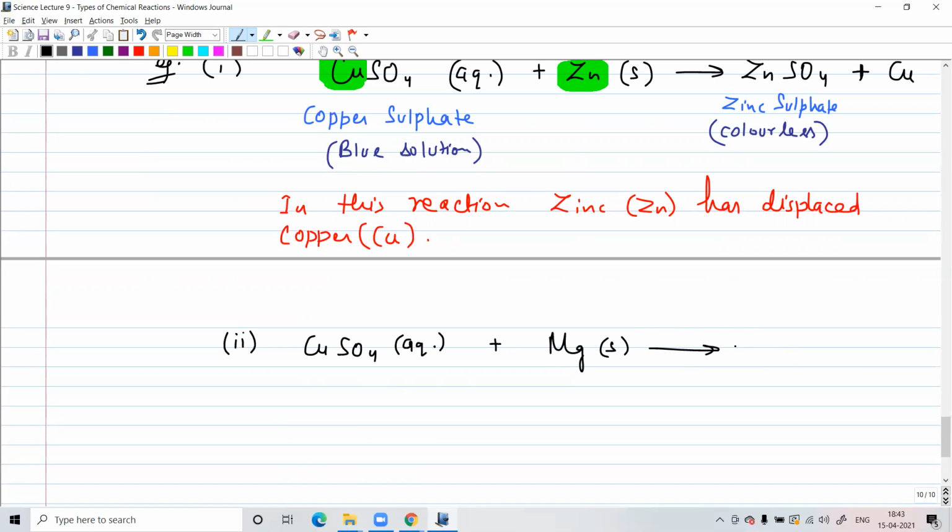Magnesium sulfate. Yes, MgSO4, magnesium sulfate. Very good. And another product? Copper. Copper. So don't forget that. Copper will also be there. Okay.